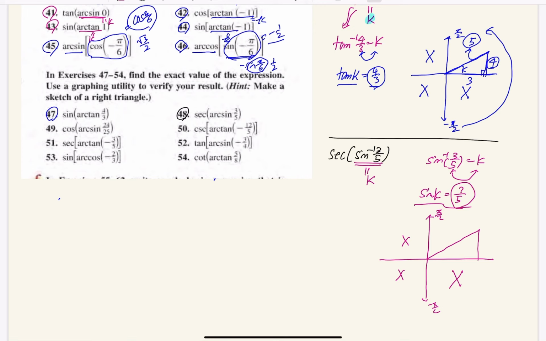What we have is positive 3 over 5. So K is in the first quadrant. And this is a right triangle. And then sine K is opposite over hypotenuse, 3 over 5. So the other leg should be 4. Okay? And we are looking for secant of sine inverse 3 over 5. We already substituted K for sine inverse 3 over 5. So it's like finding secant K. What is secant K? Secant K is the reciprocal of cosine. Cosine is adjacent over hypotenuse, which is 4 over 5. So secant is 5 over 4.